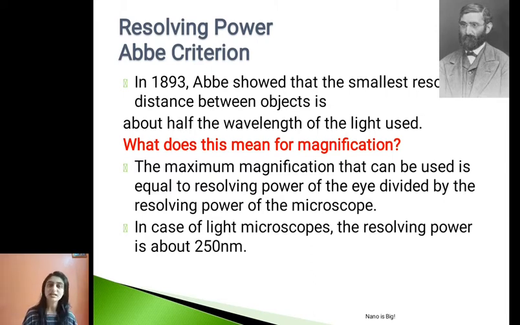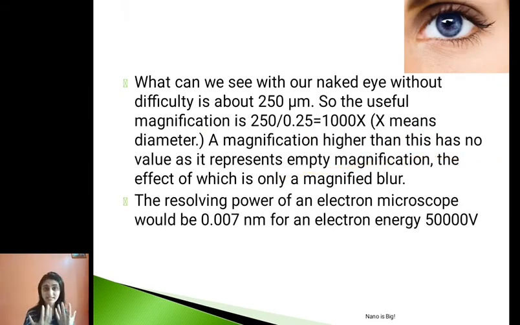What does this mean in terms of magnification? The magnification that can be used is equal to the resolving power of the eye divided by the resolving power of the microscope. This is the formula. So maximum magnification is the resolving power of the eye upon the resolving power of the microscope. In the case of light microscopes, the resolving power is of the order of 250 nanometer, and what we can see with our naked eye without difficulty is about 250 micrometer.